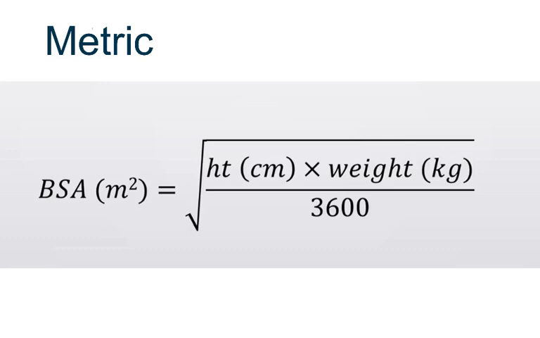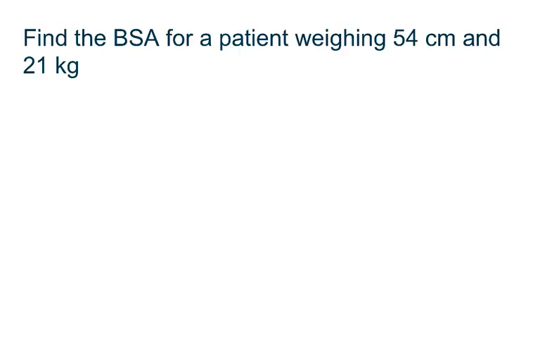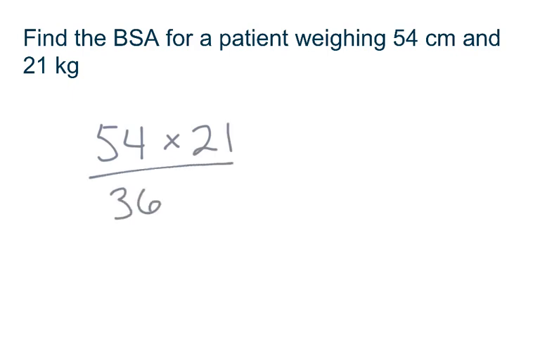So the formula, if you're given the weight and height in the metric system, centimeters and kilograms, you're going to use this specific formula. Centimeters times kilograms over 3,600, and then you're going to hit the square root button. So here we have a practice problem. It says find the BSA for a patient weighing 54 centimeters and 21 kilograms. So the formula is centimeters times kilograms over 3,600, and then the square root button.